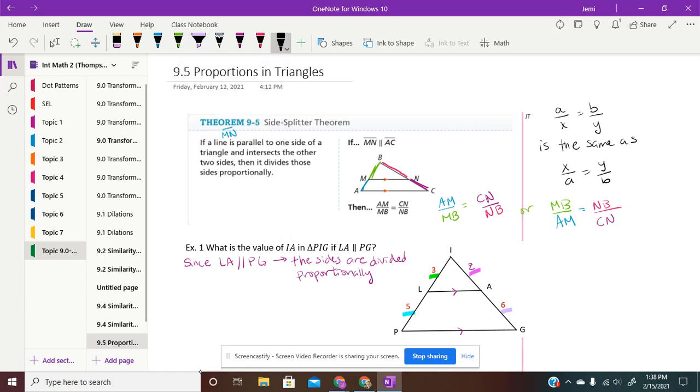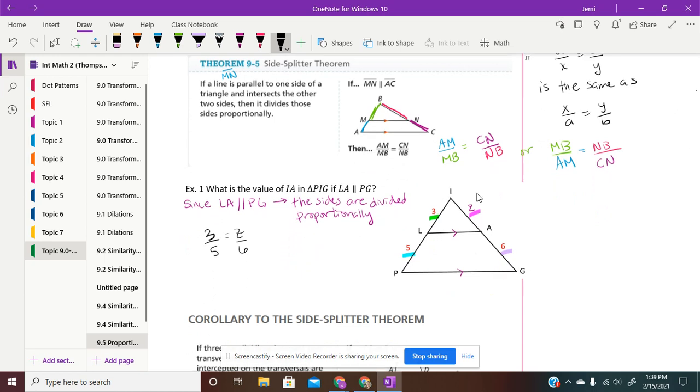All right, so if I set this up, I'm going to set up 3 over 5 is equal to Z over 6. So check that out, all right? I've got to have my 3 and my Z on the same level of the proportion. Then I crisscross multiply to solve.